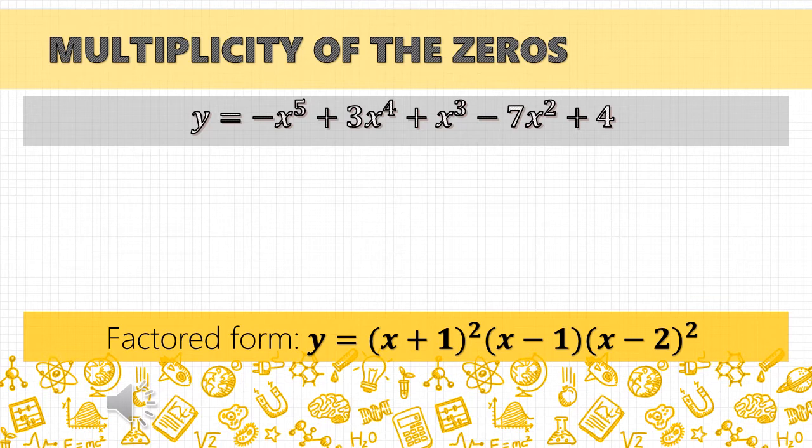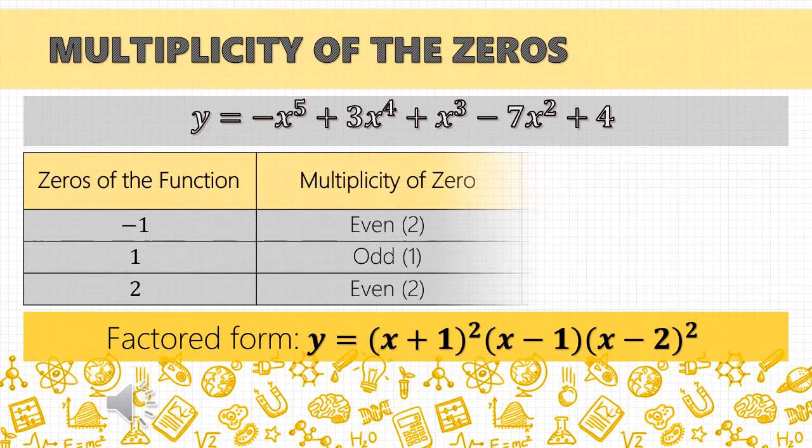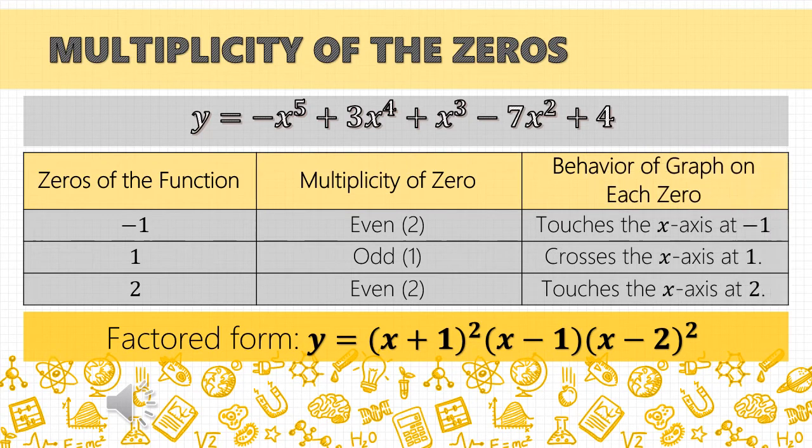The zeros of the function are negative 1, 1, and 2. The multiplicity of each zero is 2, 1, and 2, respectively. Therefore, the graph touches the x-axis at negative 1. It crosses the x-axis at 1 and touches the x-axis at 2.